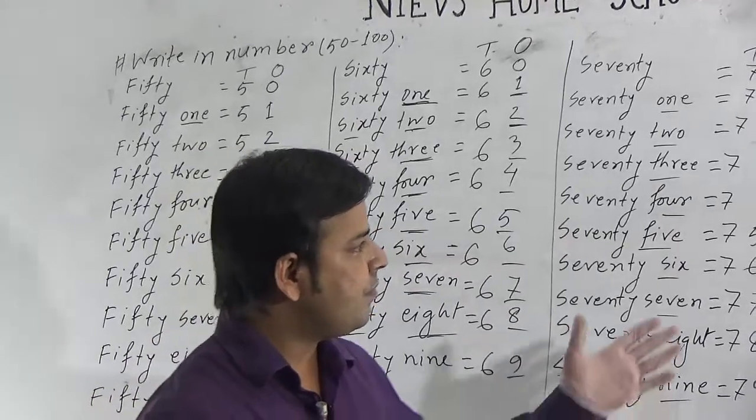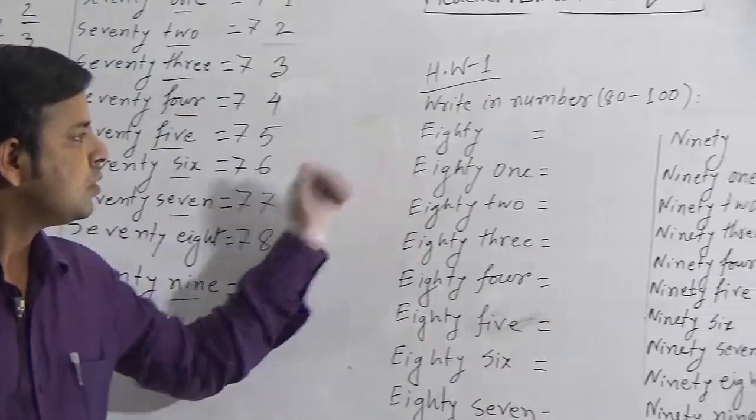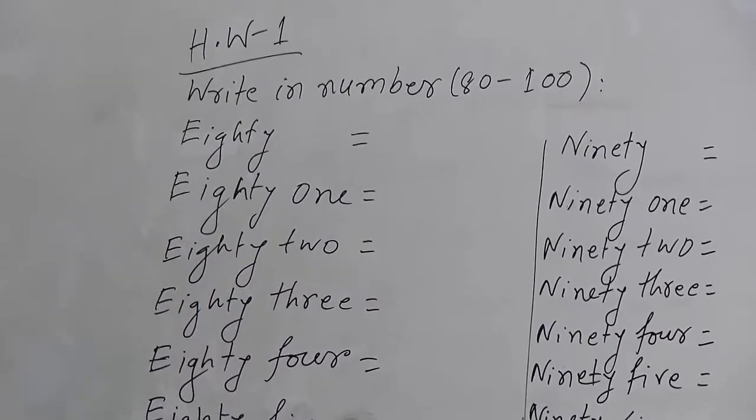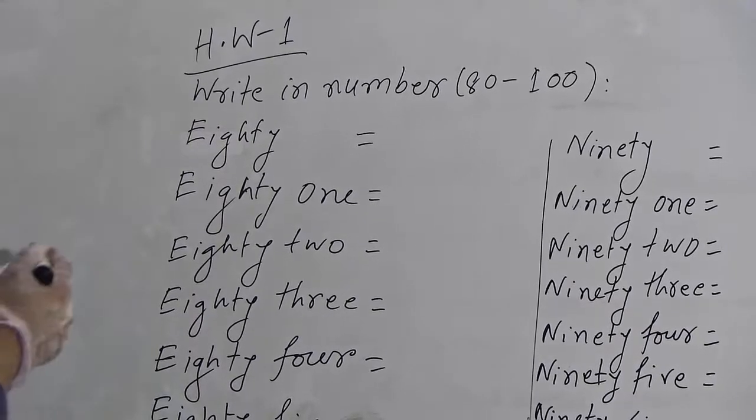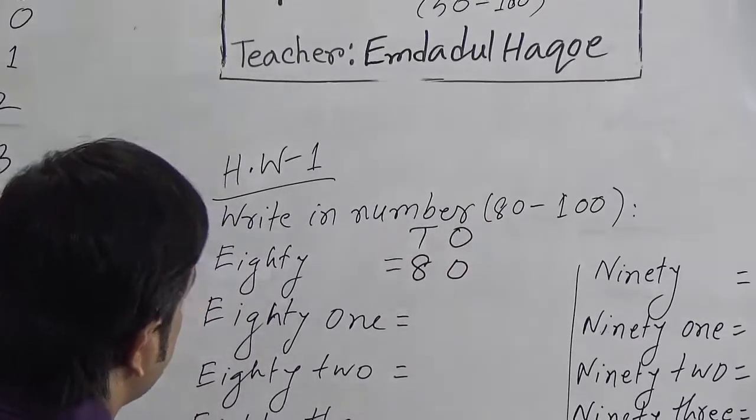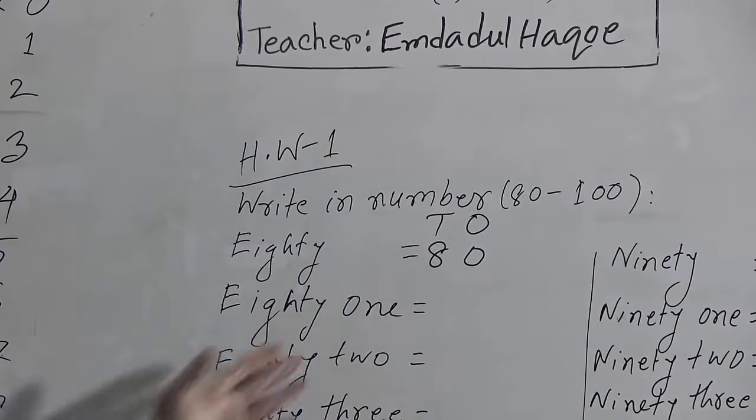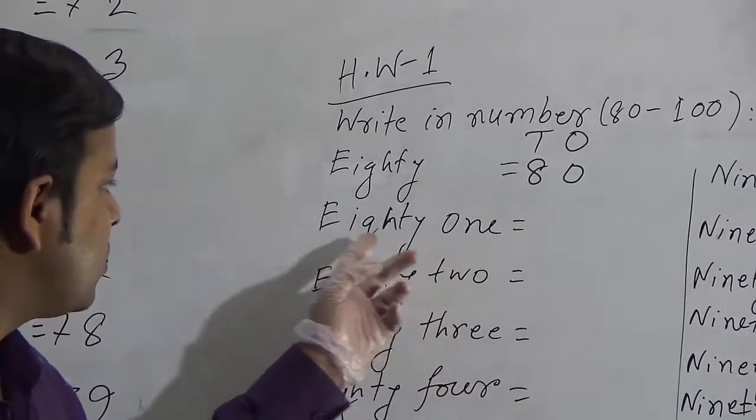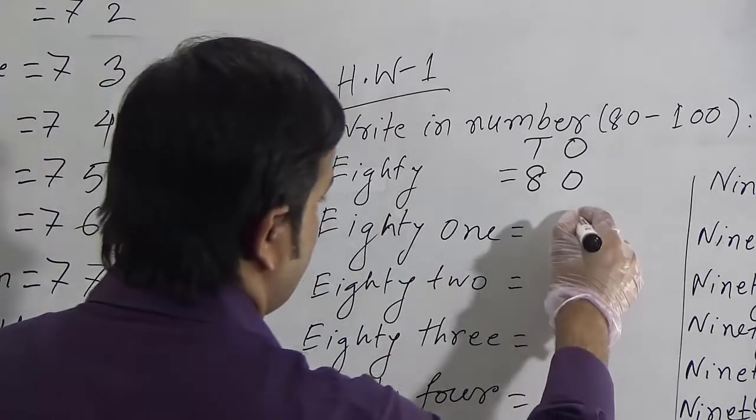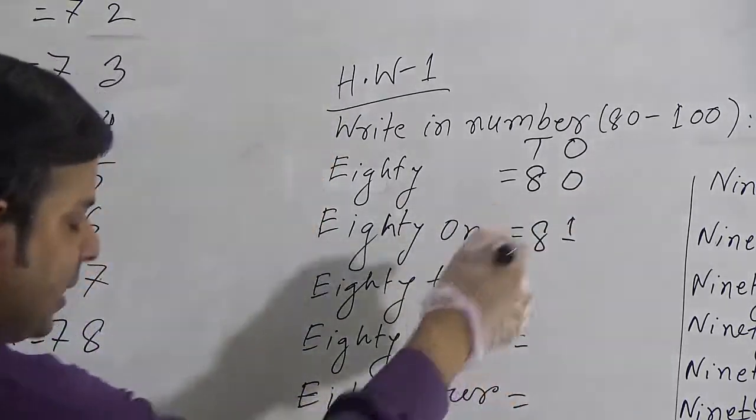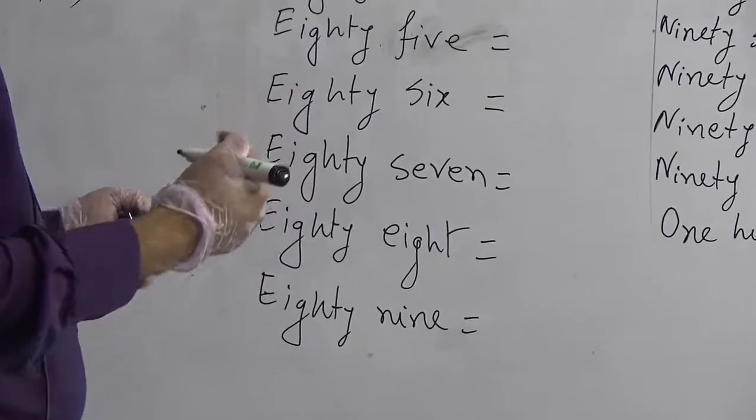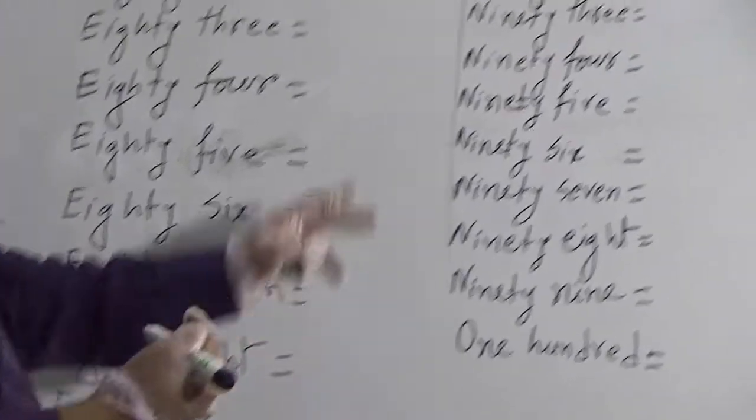Dear students, I have given you some HW to write from 80 to 100. Let us see how you can write 80 to 100. As here is 80, you have to write 8 in tens position and 0 in ones position. Then to write 81 you have to write 1 in ones position and tens position remains same. In this way you will write up to 89, and after 89 you have to write 90.